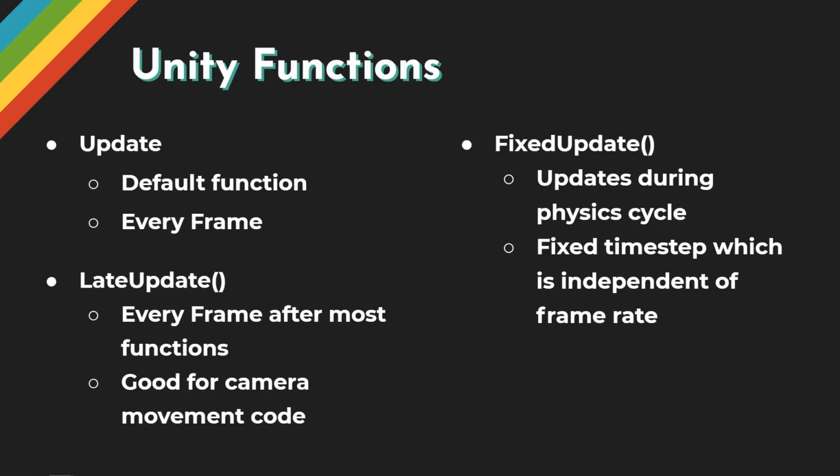And the final one is fixed update. Fixed update occurs at a fixed time step, which is always independent of frame rate. So I think Unity's time step by default is like 0.02 something, I don't know. Say you had a game running at 60 FPS, this might run 30 times a second instead.